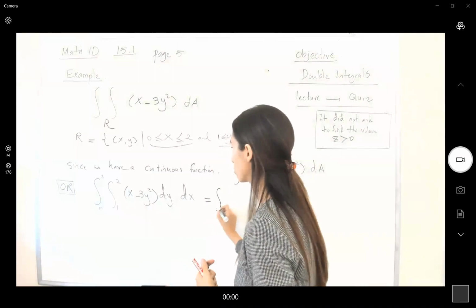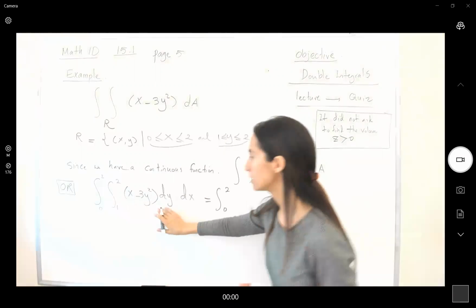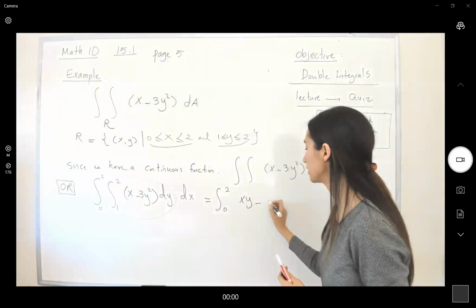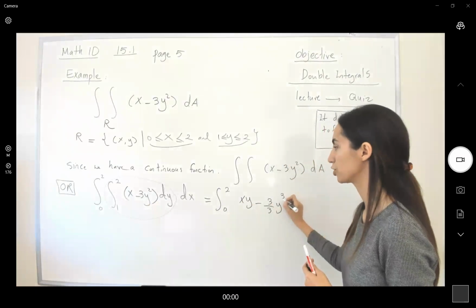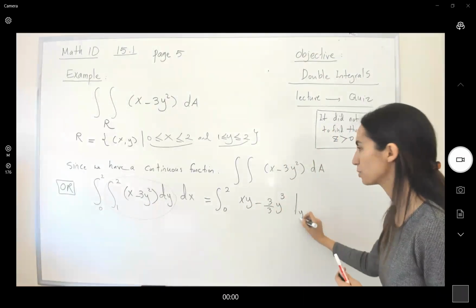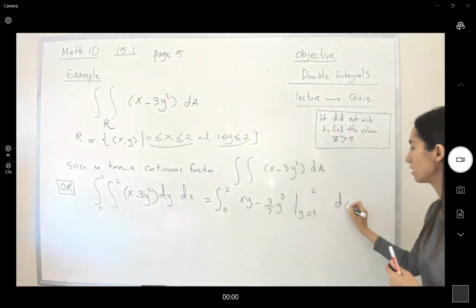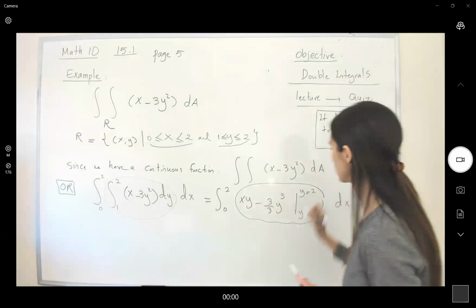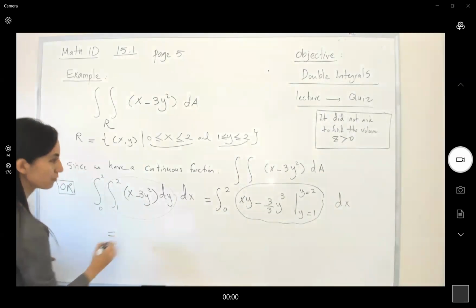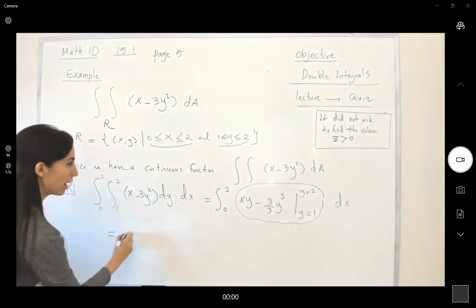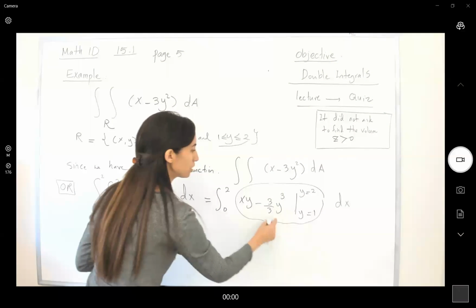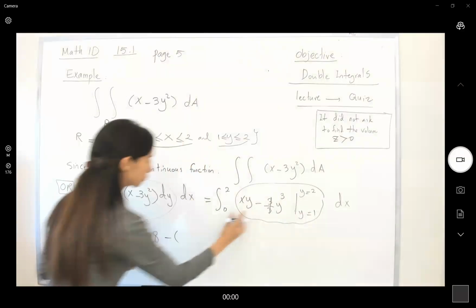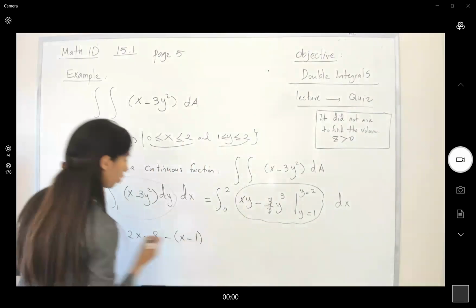Here you have the integral from 0 to 2. So you're taking the integral with respect to y: x times y minus 3 over 3 y cubed, and your y ranges between 1 and 2. Then you take the integral with respect to x. So you have to calculate this quantity first. If I plug in 2 for y, I get 2x minus 8. If I plug in 1 for y, I get x minus 1.